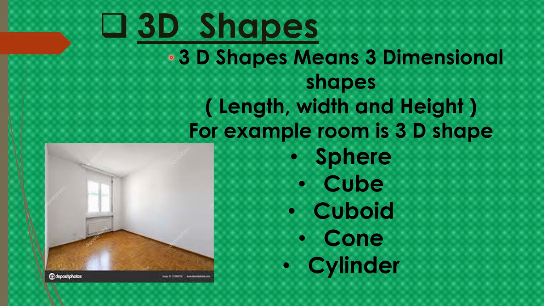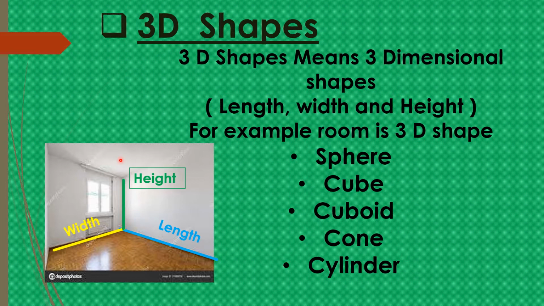What are 3D shapes? 3D shapes mean three-dimensional shapes. They have three measurements: length, width and height. Look at this room. We can measure the length in this way, we can measure the width of this room, and we can measure the height of this room in this way. Here are some names of 3D shapes and we will learn about these shapes one by one. Read the names: sphere, cube, cuboid, cone and cylinder. These are called 3D shapes.